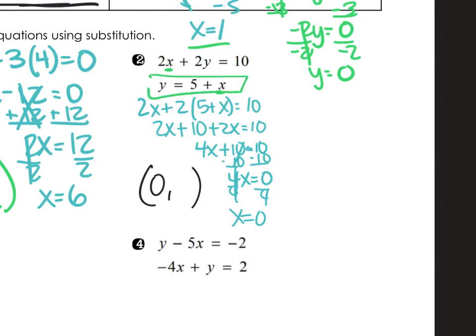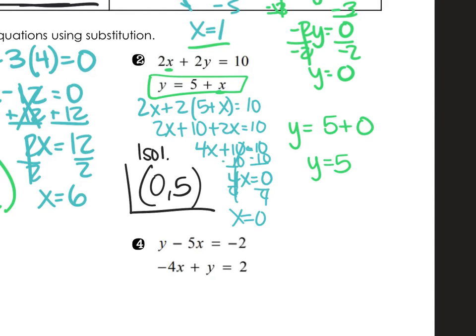Well, this bottom equation is way simpler. So I'm just going to plug in y equals 5 plus x, and x was 0, so I write 5 plus 0. That means y equals 5. And then write it in my ordered pair. That's one solution, and that's my final answer.